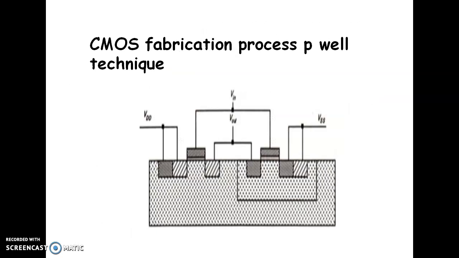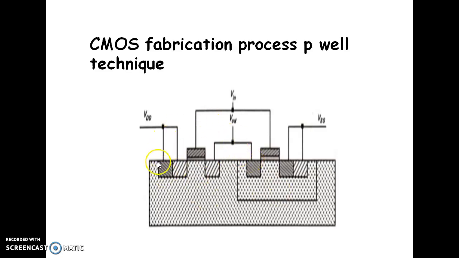Then we need to make the connections. So contact cuts are now defined. How will these contact cuts be made? By again photolithography, and metal is deposited using the next mask. Then overall passivation, that is overall protection, is produced, and we can use the bonding pads for the openings.